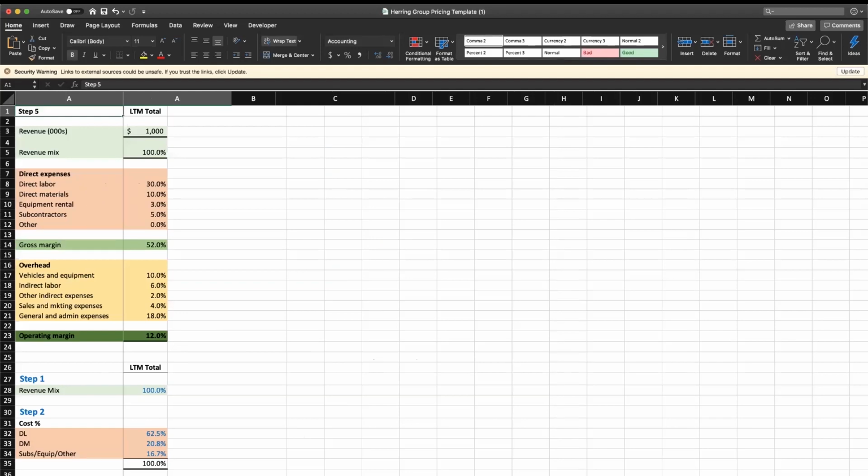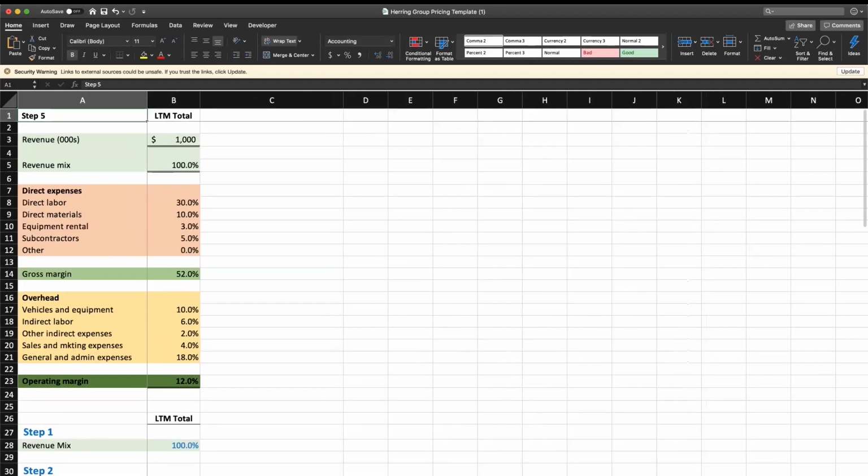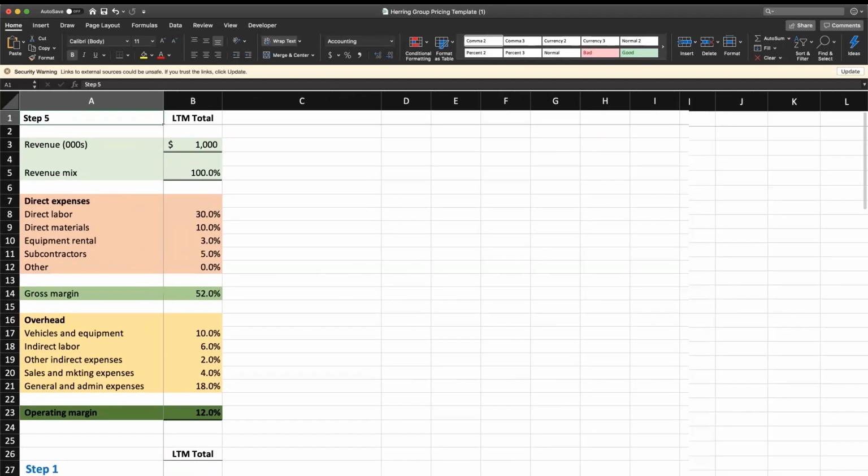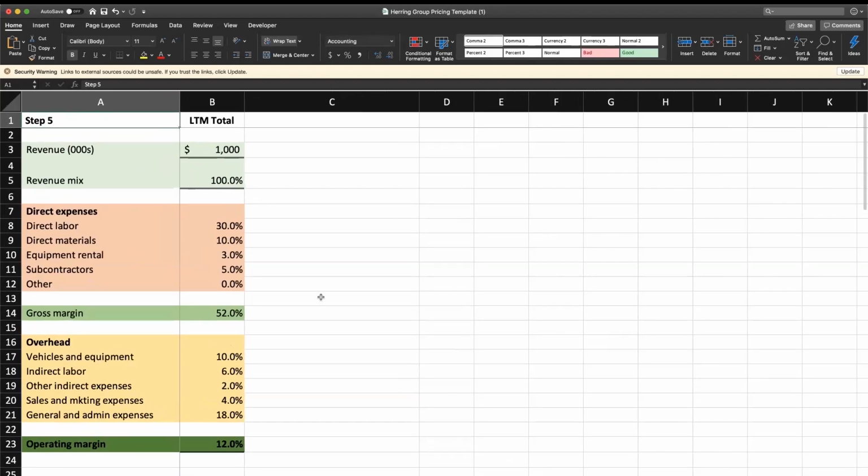All right, so now when we get to the markup page, this is where we've tried to simplify things. This is step 5. So we're just carrying over the same information that we had before, but we're carrying over the percentages. Now, revenue mix, normally we do this by division and even down to service type. So Aspire lets you price by service type or by division. It also lets you price by branch if you want to change your pricing for branches.